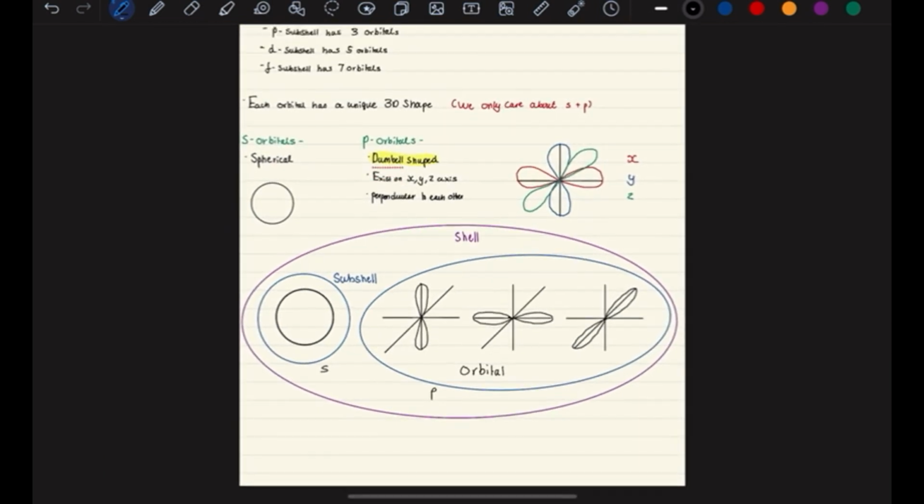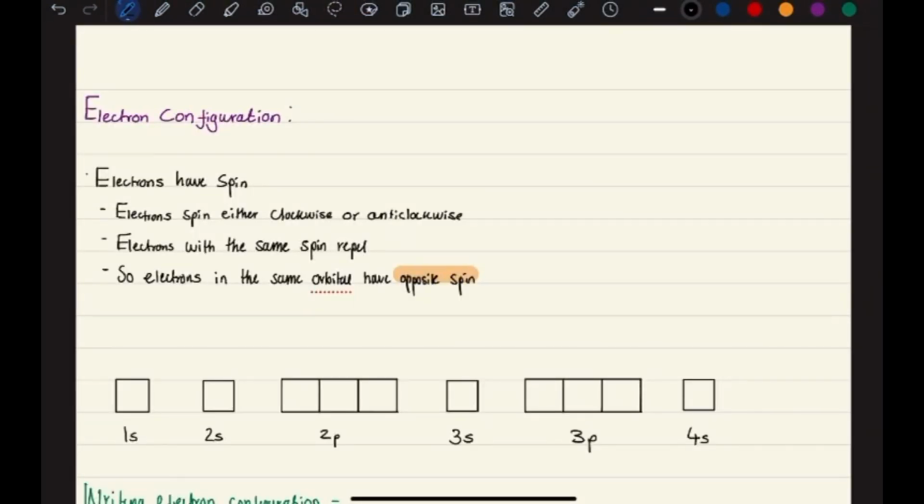We're going to add on another complexity to this. This is the last bit of theory that we need to add on. Electrons have spin. I'm so sorry that we're adding more. But electrons have spin, and that's literally just the direction it spins in, clockwise and anti-clockwise. If we have an electron with clockwise spin next to another electron with clockwise spin, if they have the same spin, they're going to repel.